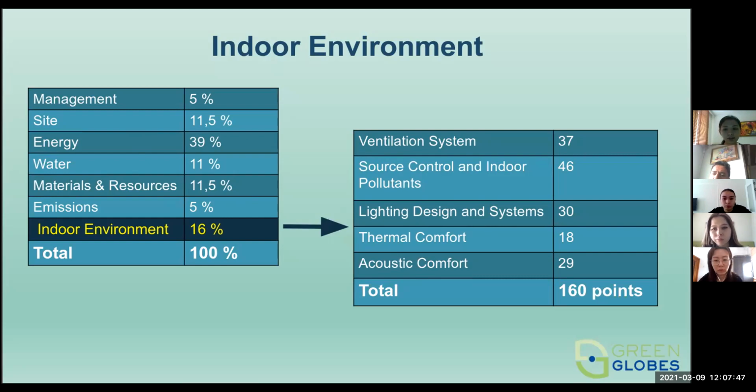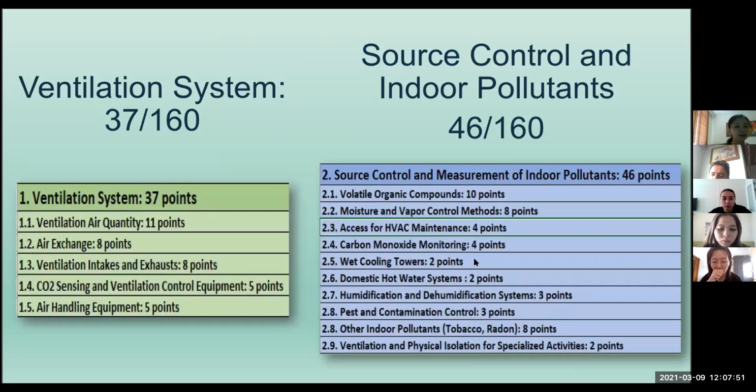points. Let me start with the first 2. The ventilation system consists of 37 points total, and source control and indoor pollutants consist of 46 points. And in my opinion, these weights are assigned very well. They are the most weighted parameters because, as I mentioned before, many of the short-term health problems are caused by inadequate ventilation and contamination problems.